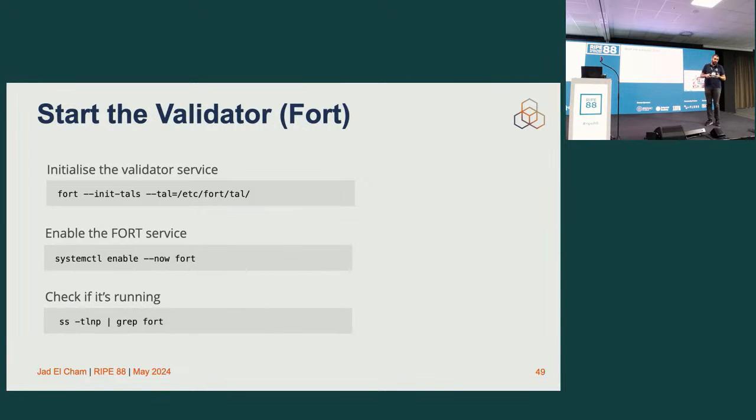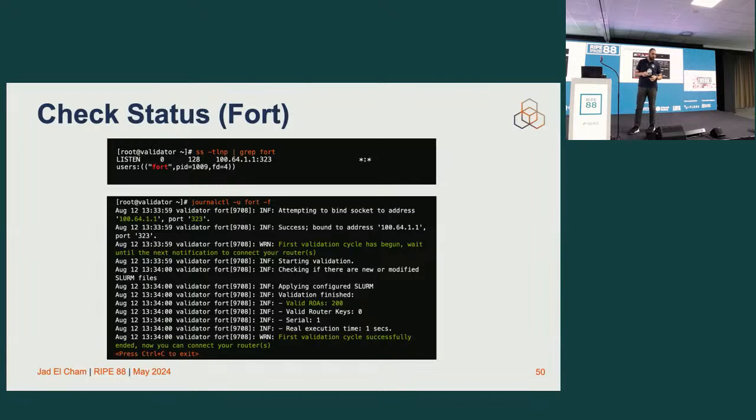And you wait a little bit. You check if it's running. So you use the ss command to check the statistics on the socket itself. And typically, if it's running, you'll have something like this. By default, Fort will be listening to port 323.